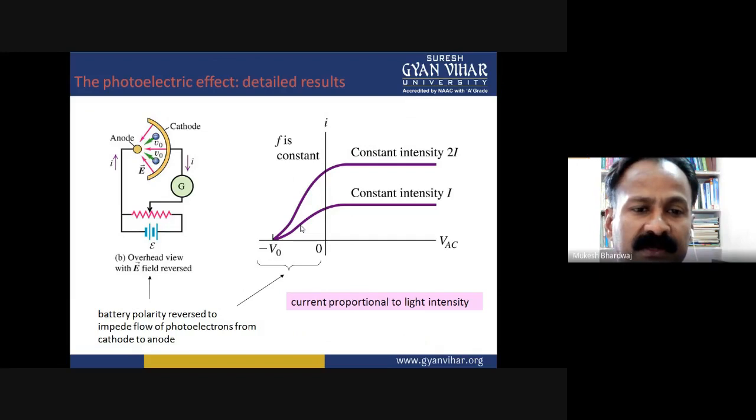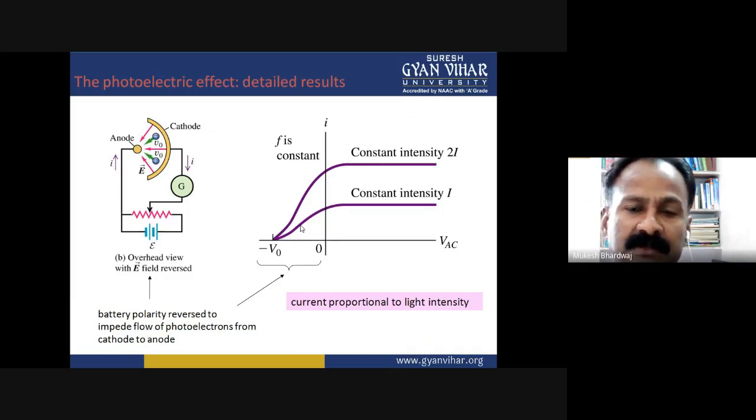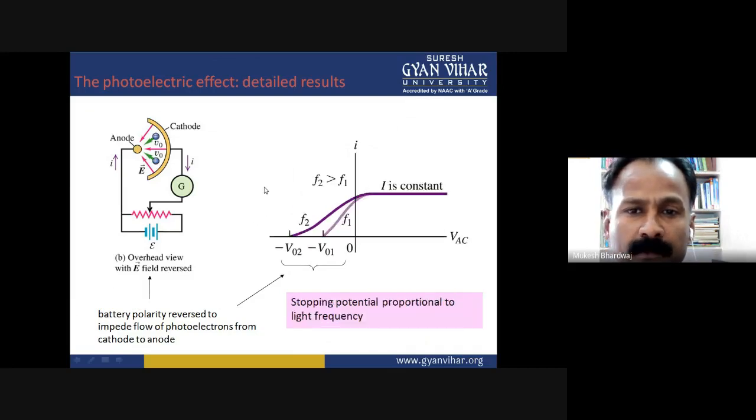Overhead view: with the electric field, we reverse the battery polarity to impede the flow of photoelectrons from the cathode to the anode. This is the graph, the VI characteristic: current is proportional to light intensity, and stopping potential is related to light frequency.